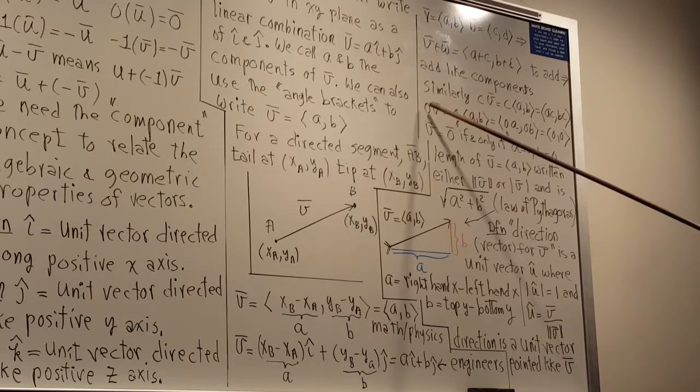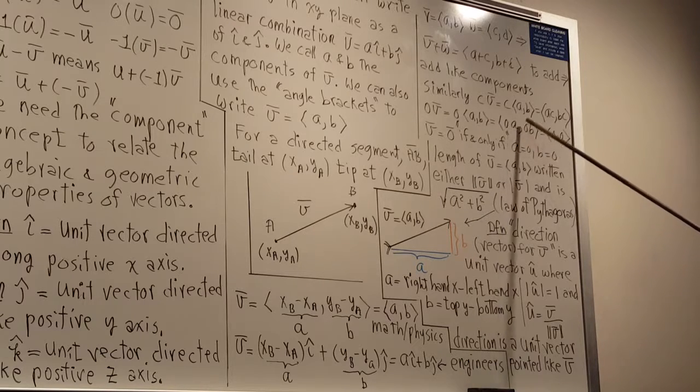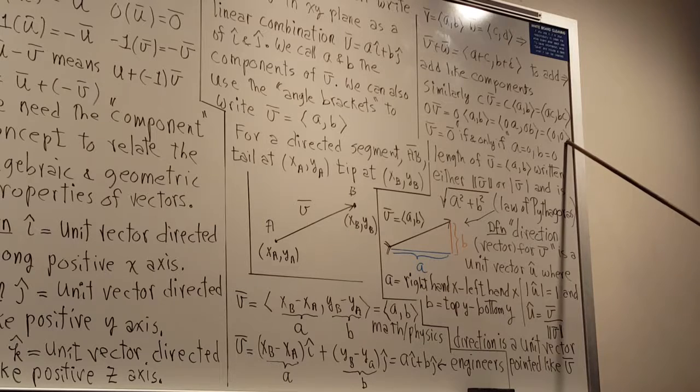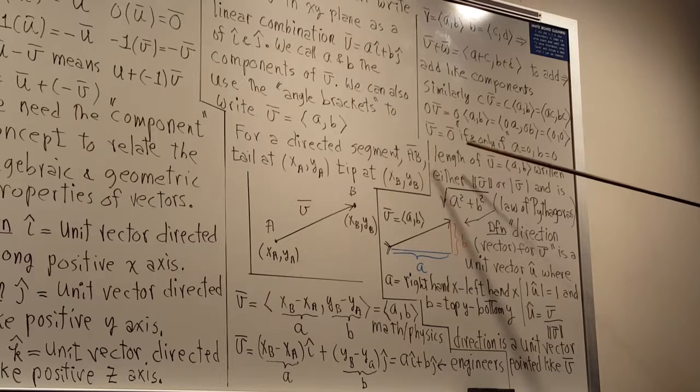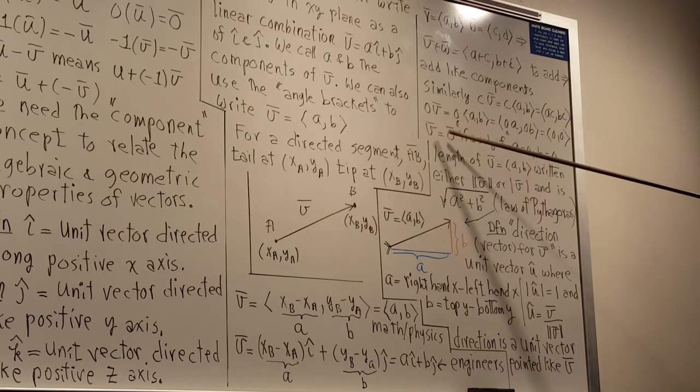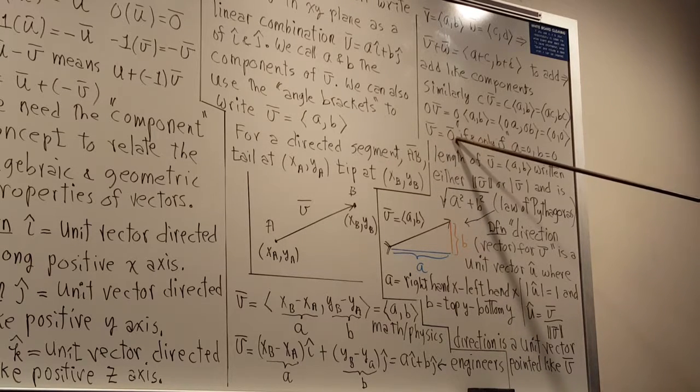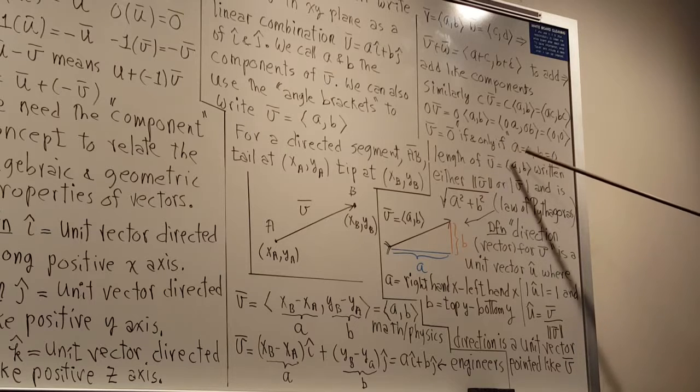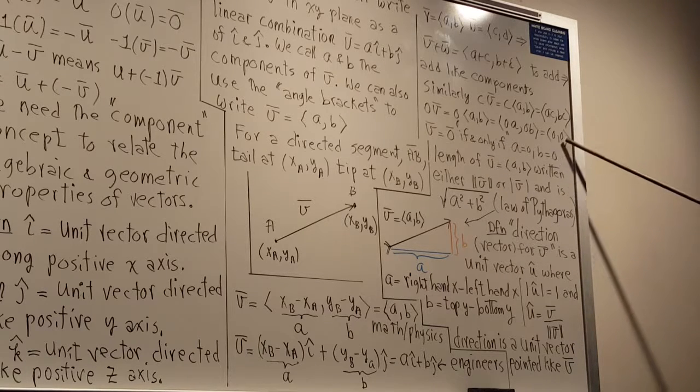If you want to multiply by 0, you multiply each component by 0, so then you have the vector 0, 0 in the plane using angle brackets. In other words, 0i plus 0j, if you prefer. So the vector v is the 0 vector if and only if both of the components are 0.